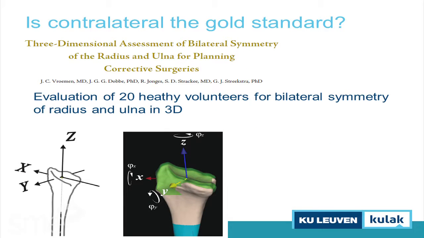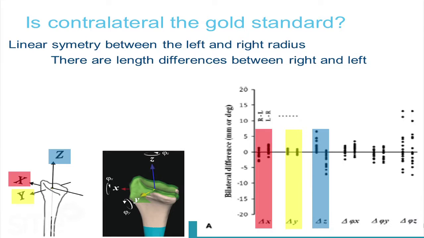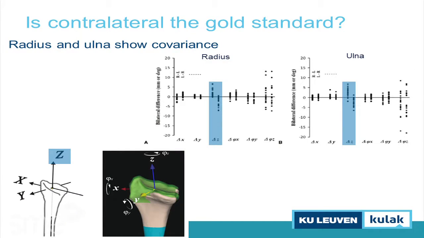Paper out of Amsterdam where they compared bilateral radius and ulna to see what the bilateral symmetry was in the 3 planes. And there is a linear symmetry between left and right radius, and it is fairly close. The only problem is that there are length differences, and we all know that. We all know that not all of our arms are equal in length. If we put on a suit or a jacket, or you have your pants shortened in the shop, many of us will have, well, this one is a little smaller, this one is a little longer. But the good thing about that length is that radius and ulna have a good covariance. So if you have an ulna which is intact on the contralateral side, you can use that to template to rescale your radius.